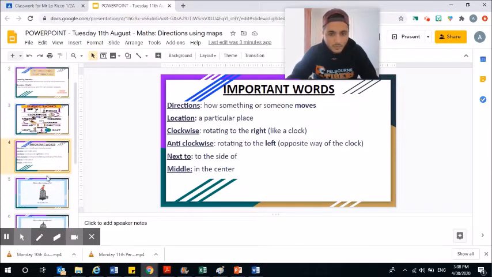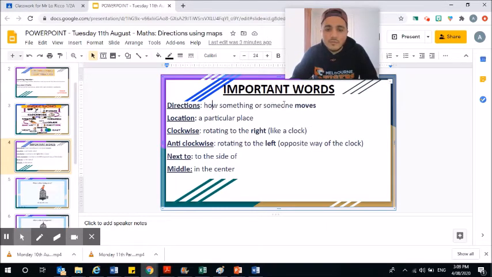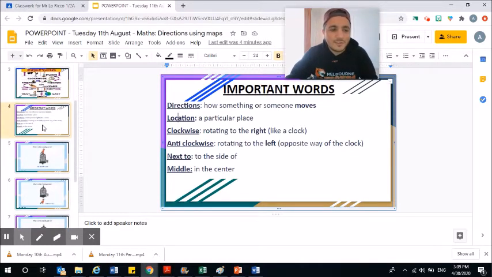We've still got our important words page here. If you forget what some of these words are, come back to this page and find out. Remember, directions is how something or someone moves. Okay, so we're learning to follow directions. So it's not just how someone moves, but how someone is to do something. Okay, so directions is how something or someone moves or does something. Location is a particular place where you are. That is the location. It'd be nice for a location to be on the beach, but the weather's not that great for that now, is it?